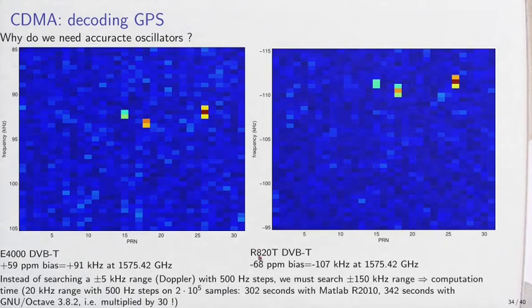Here you see another R820T DVB-T receiver with minus 68 ppm bias, and indeed the data are located around minus 110 kilohertz. So you see that this plus or minus 150 kilohertz range significantly increases the time it takes to do the data acquisition, and in this case, for example, it takes about 300 seconds on a MATLAB general purpose computer to compute these correlations.